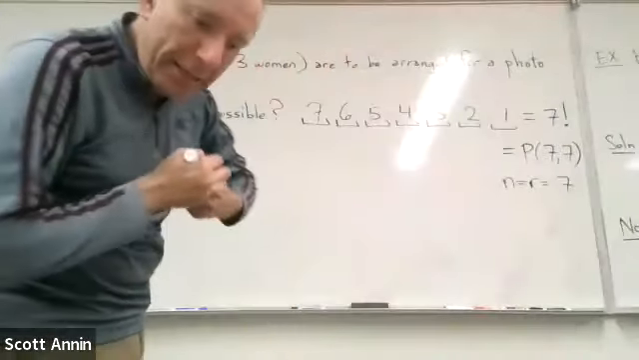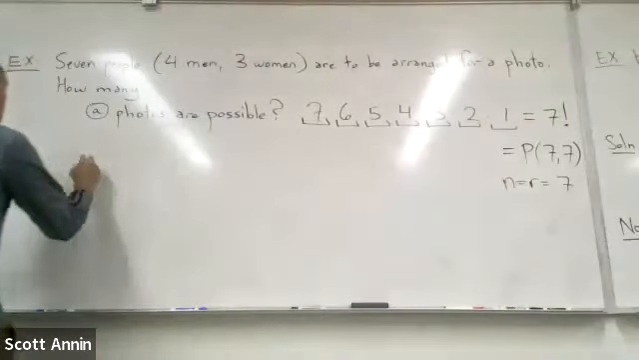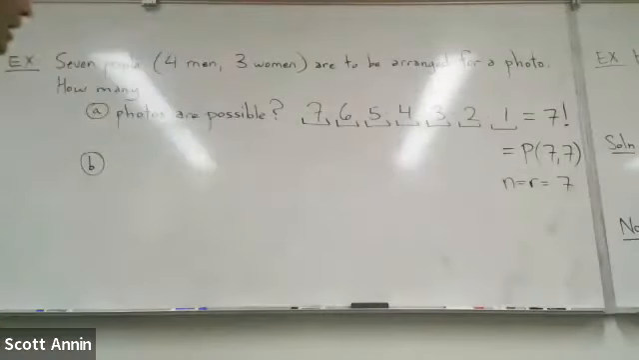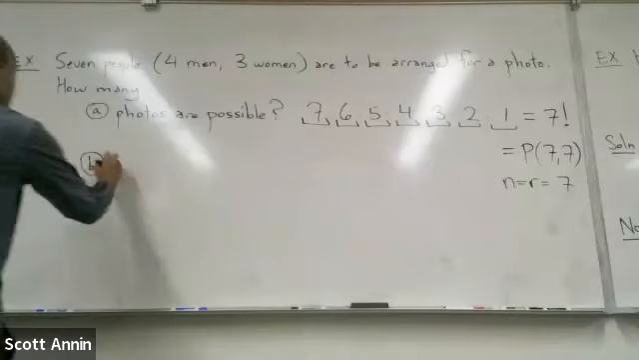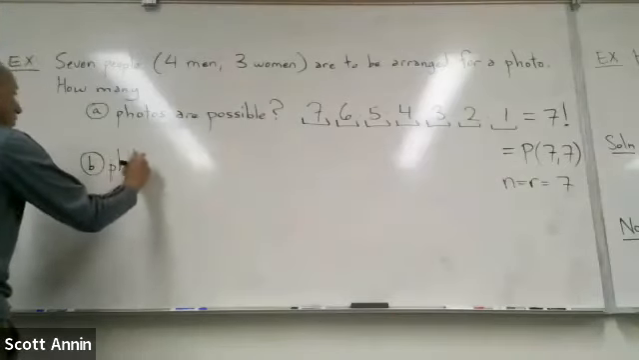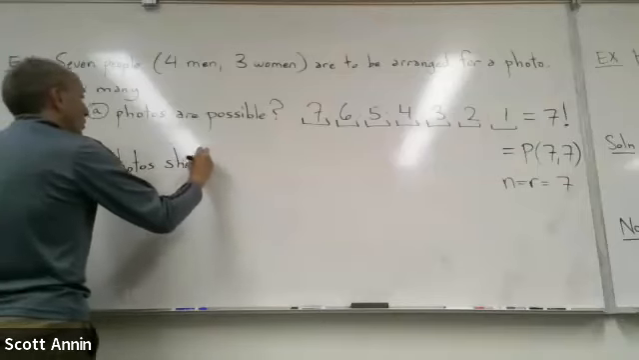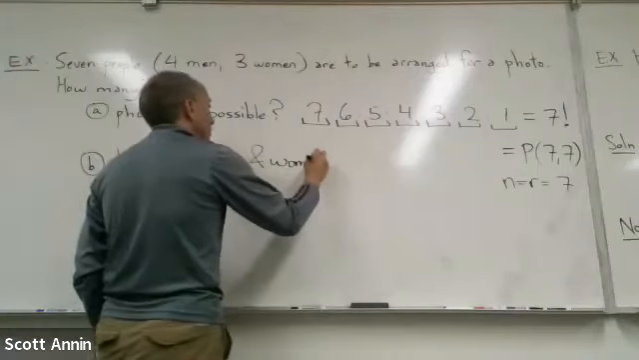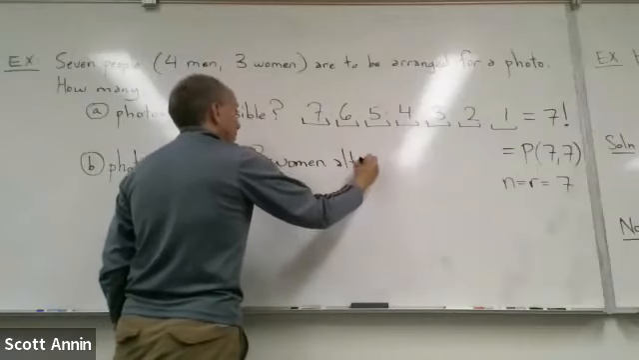Now, what if I make a constraint here? Let's do another part where we have slight restrictions in place. How many photos show men and women alternating?